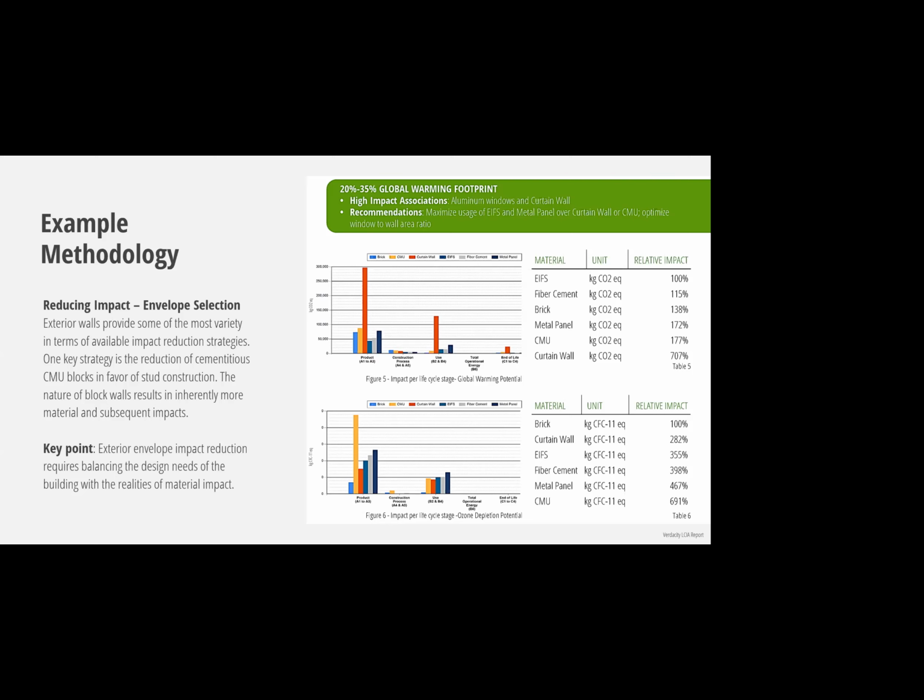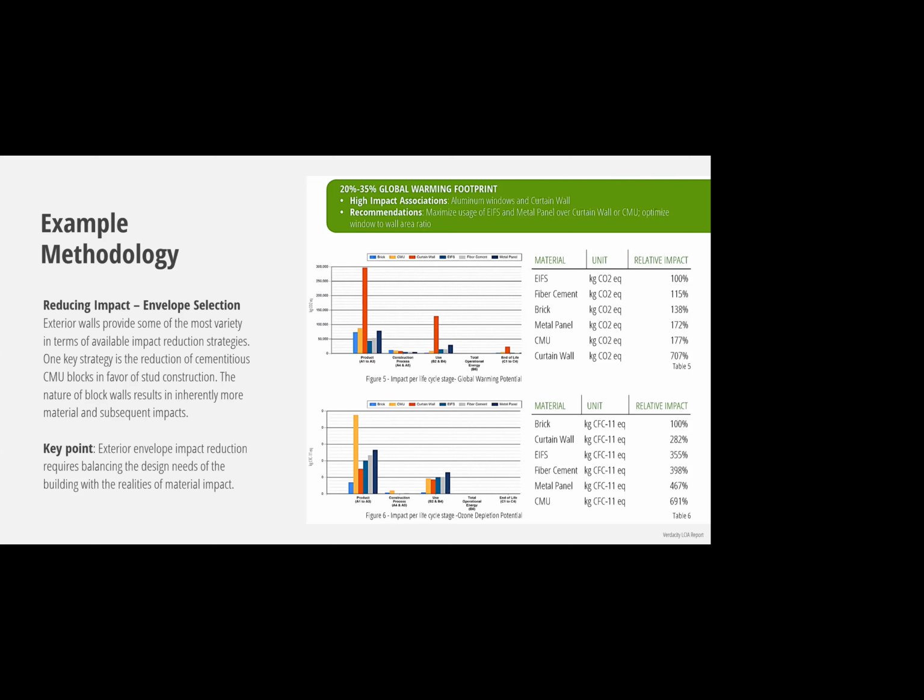One of the things that does tend to line up with the budgetary linkage is CMU. CMU is a very cost-effective building material. It's used very widely, and rightfully so. It's a very durable material. It's easy to get on site, but it does have, again, due to cementitious material, a very high CO2 impact.